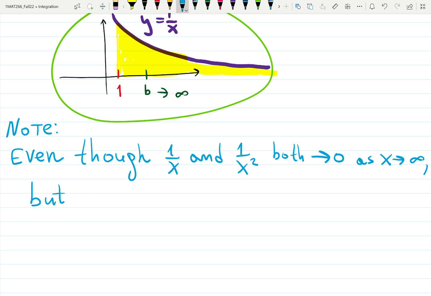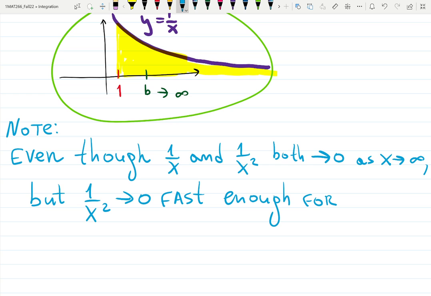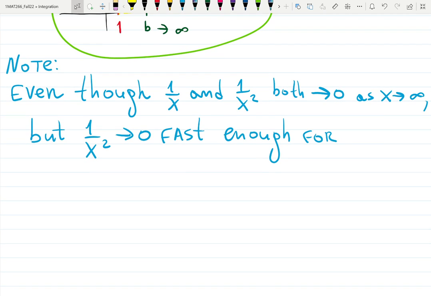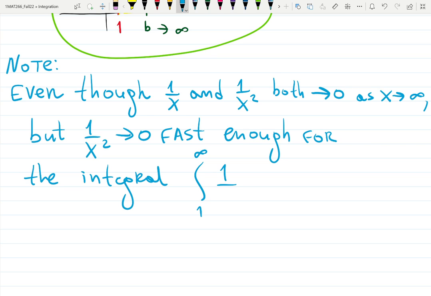But 1 over x squared shrinks to 0 fast enough for the integral to converge. Fast enough for the integral, I would say later, for the accumulative area to shrink to a finite number. Or actually, let's write down: for the integral from 1 to infinity, 1 over x squared dx to converge, for something to converge.